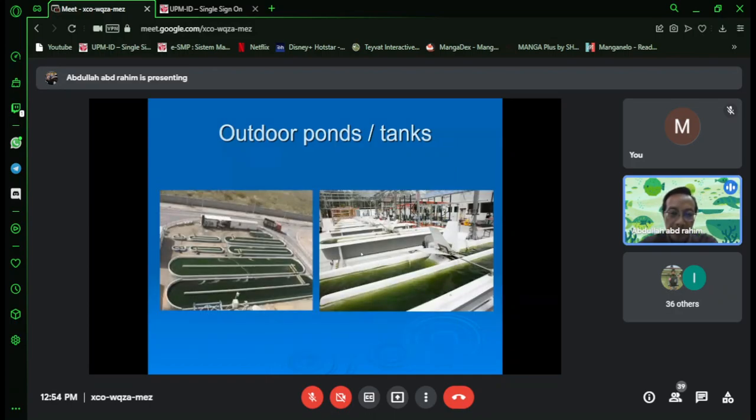These are some examples of outdoor ponds or tanks where they grow microalgae in what we call photobioreactors, or in very large quantity, in very high density. Okay, this is production of spirulina using this sort of method. It has to be a very good place, dry, no rain, and so on. Then you get consistent production.